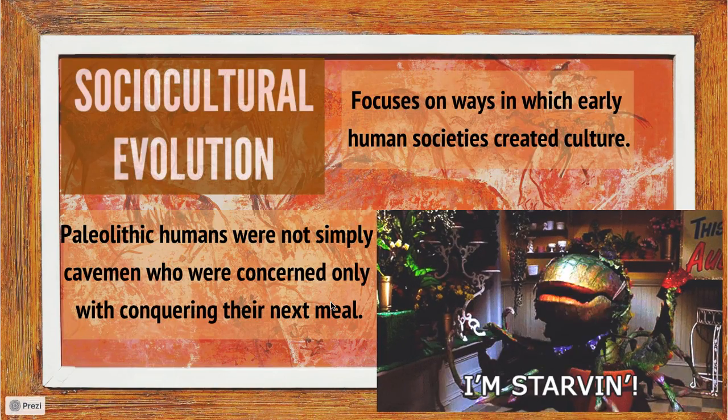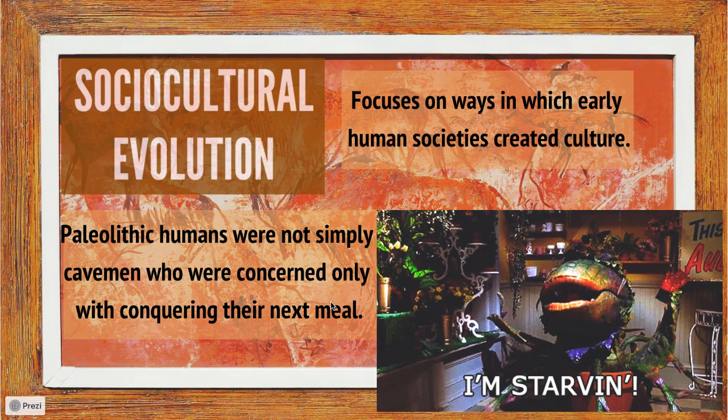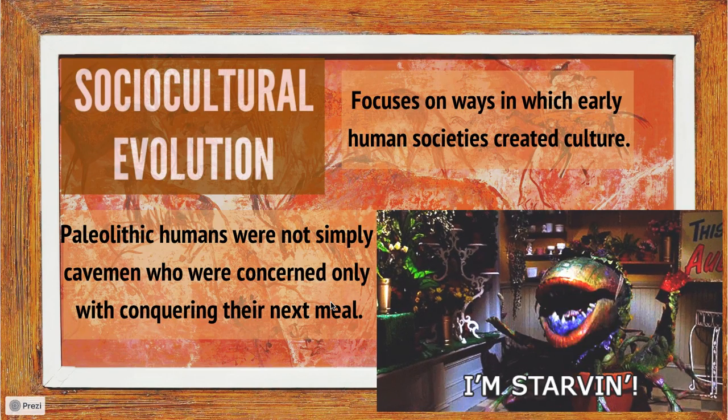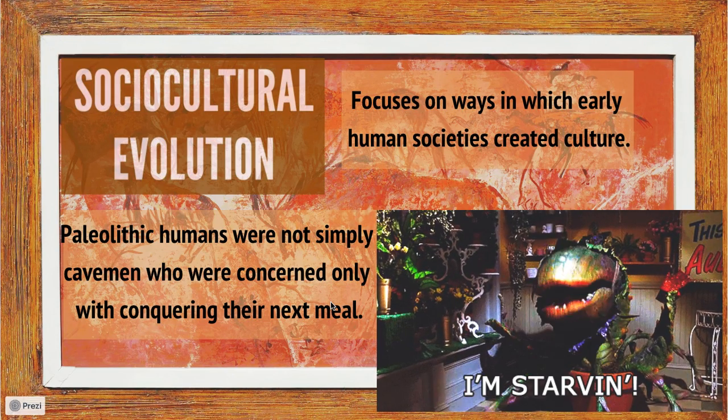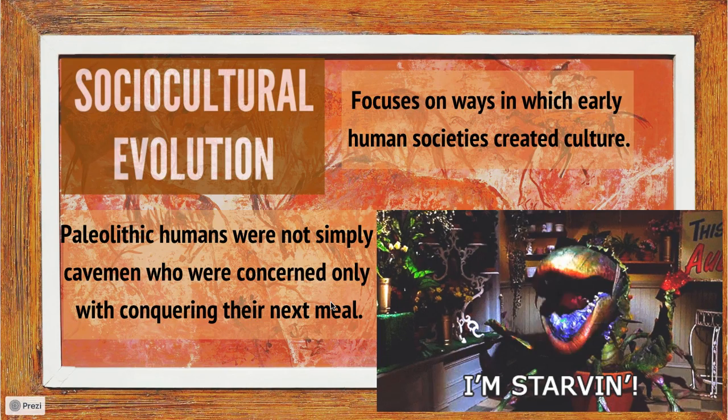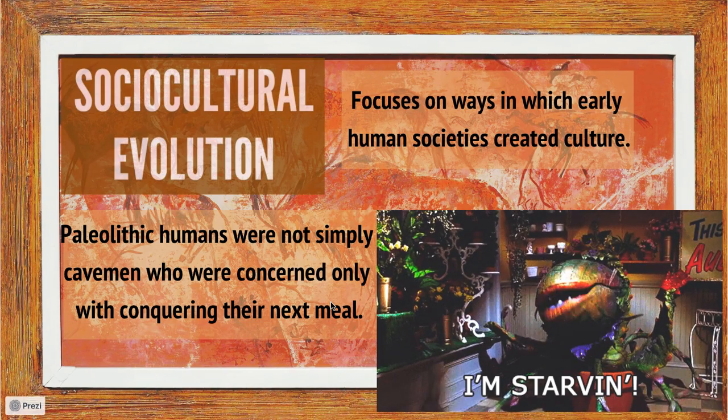So sociocultural evolution. This focuses on ways in which early human societies created culture. Culture is complex, but for instance, it's art and music and pottery and clothing, the type of housing. It's everything that is culturally part of us, okay?